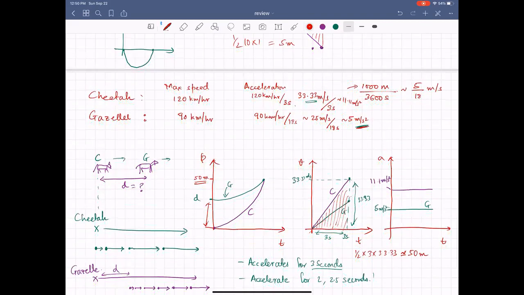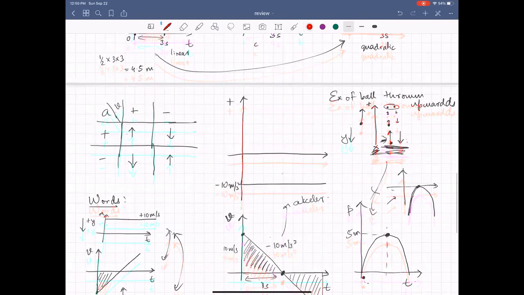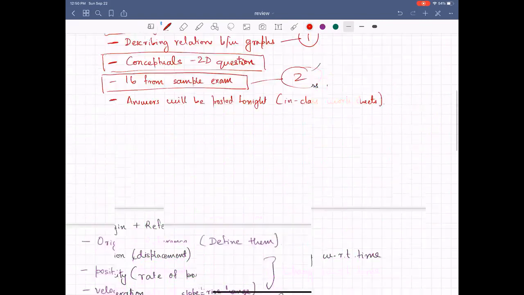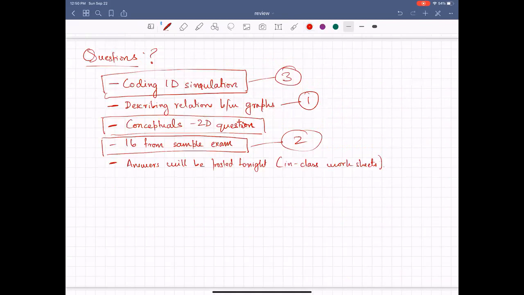Okay, so I don't see anyone saying anything. So let's then move on to the final thing, the coding with 1D simulation.